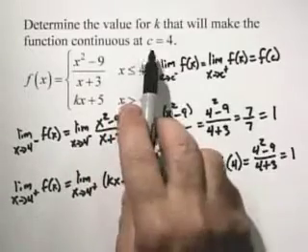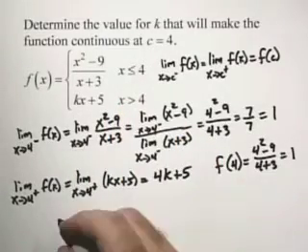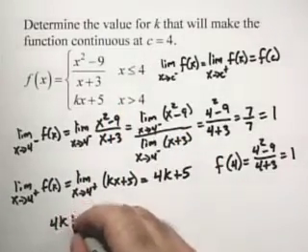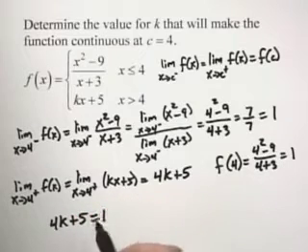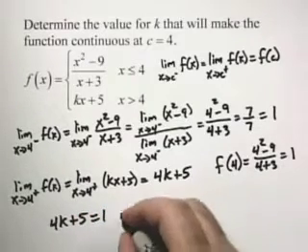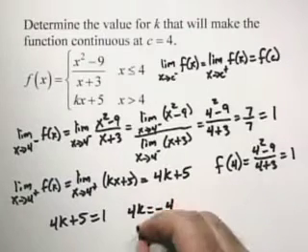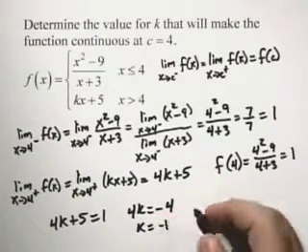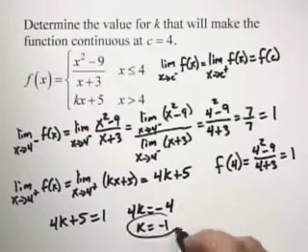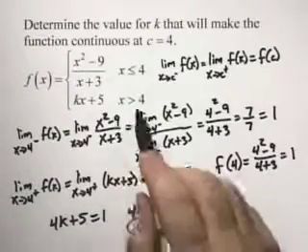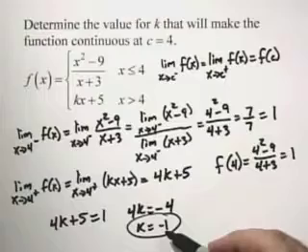In order for our function to be continuous at 4, we need to have 4k plus 5 equal to 1, and we just solve this for k. So that gives us 4k is equal to negative 4, or k is equal to negative 1. So the value of k that makes the function continuous at c equal to 4 is negative 1.